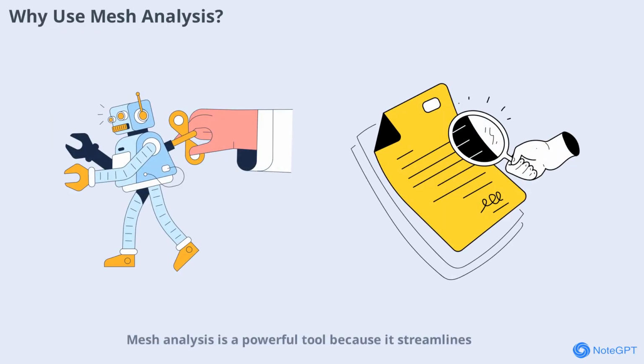Mesh analysis is a powerful tool because it streamlines the process of finding unknown currents in planar circuits. Instead of writing equations for every component, you focus on the loops, which often leads to fewer equations and a clearer path to the solution. This method is especially useful for circuits with multiple loops and shared components. By applying mesh analysis, you can save time and reduce errors, making it a favorite among engineers and students alike.